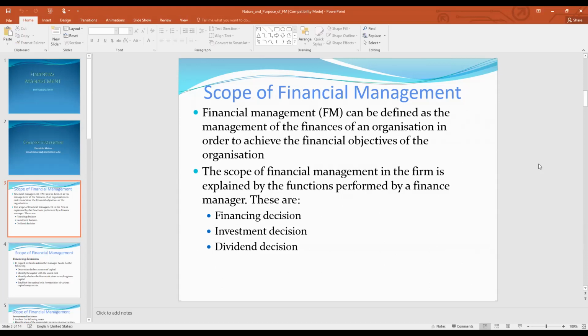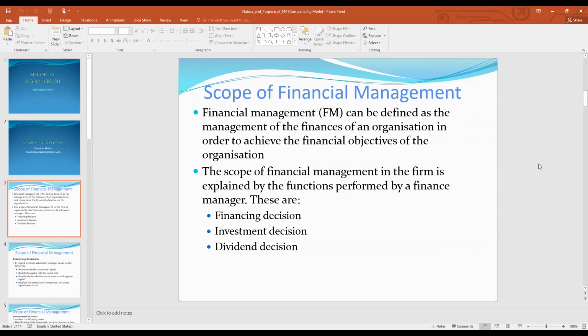So there are three things that essentially define what we can call financial management. The first thing is what we call the financing decision. Then you have the investment decision, and you have what we call the dividend decision. Financing, investment, and dividend decision.